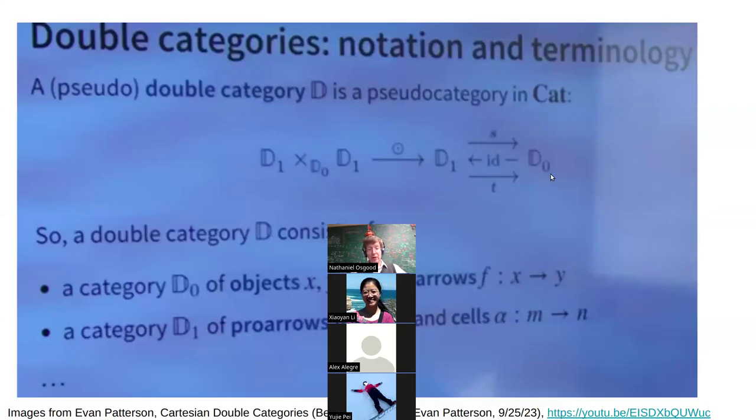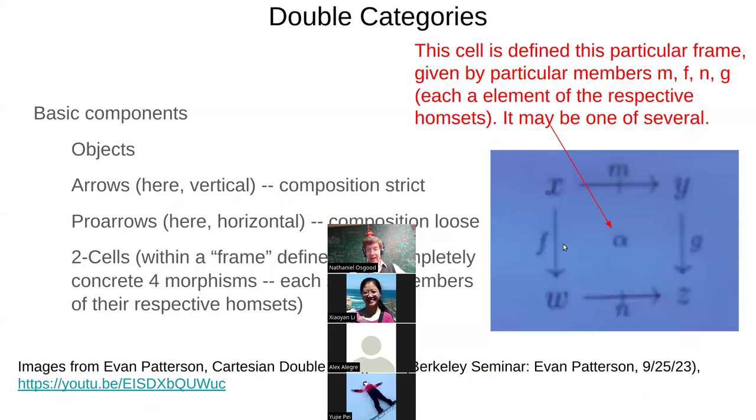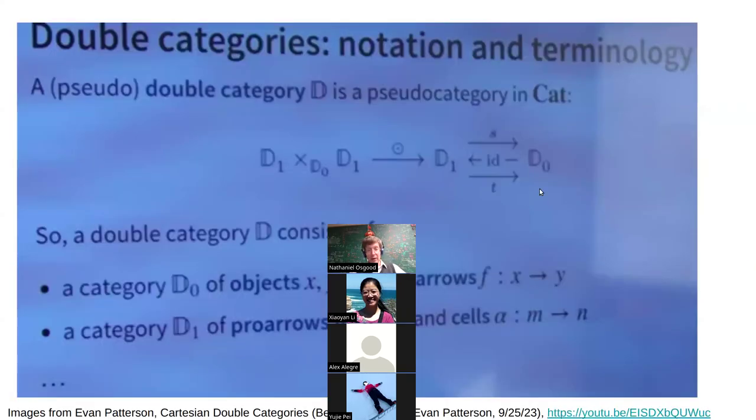What's a morphism from D0? You tell me, what's a morphism here? What's a morphism in this category? Like the F from X to Y in the previous slide? Yeah, vertical. It's these ones. The vertical. Yeah, F, right? Vertical. That's what's here. This is the category of objects and vertical arrows.